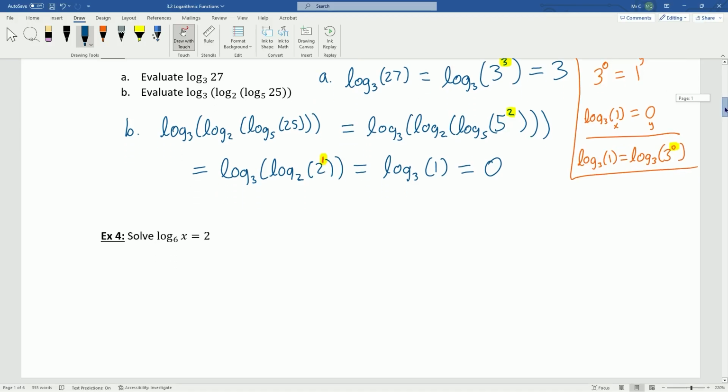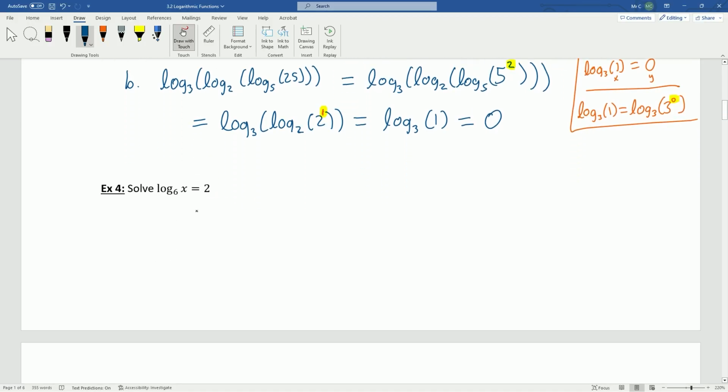Okay, so let's go ahead and take a look at another example here. Now we're going to solve an equation. Solve log base 6 of x equals 2. So I'm going to solve this by first applying the base 6 and putting each side of this equation into the exponent position. 6 to the log base 6 of x is x. So x equals 6 squared, which is 36. Done.